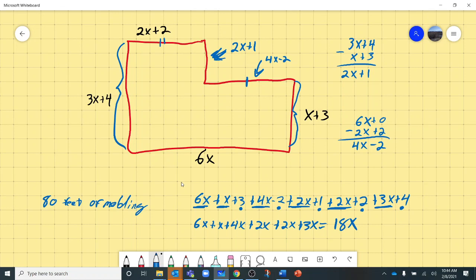And then I'm going to take my numbers and put them together. I have 3 minus 2 plus 1 plus 2 plus 4. Kind of a fun thing to do. I have a negative 2 and a positive 2. Those are just going to cancel. 3 plus 1 is 4, plus 4 is 8. So that all equals 8. And so 18x plus 8 is the polynomial that represents my perimeter. And we know that it has to add up to 80 feet. So 18x plus 8 equals 80.